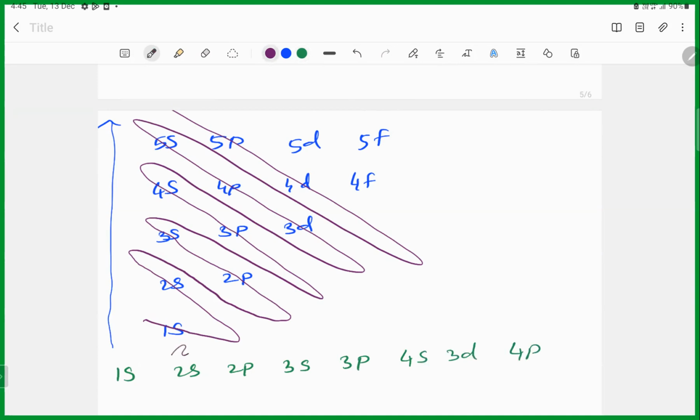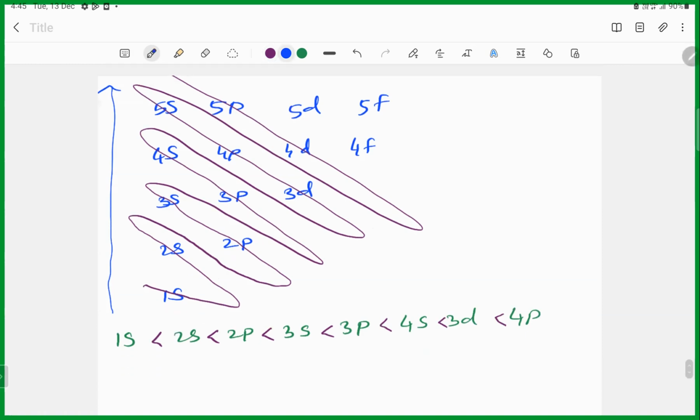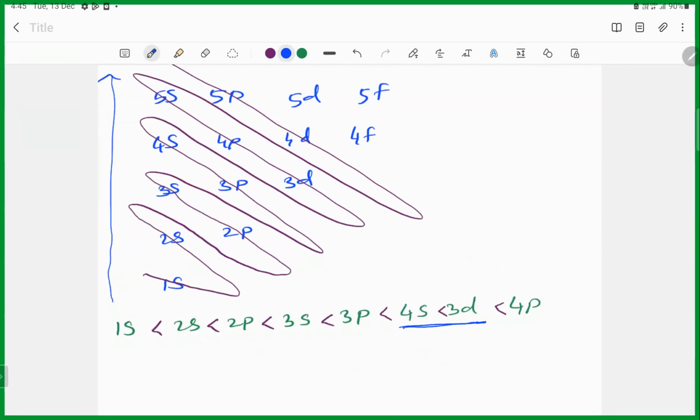So the question comes to your mind: why are 4s orbitals before 3d orbitals? Looking here, 3 is smaller, so why do we put 4 first and 3 later? That means if you are filling the electrons, first 2 electrons you have to fill here, then you have to go here, then here, and so on. So the question is, why does the 4s orbital get filled before the 3d orbital?